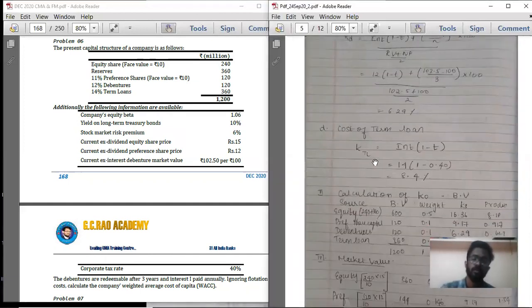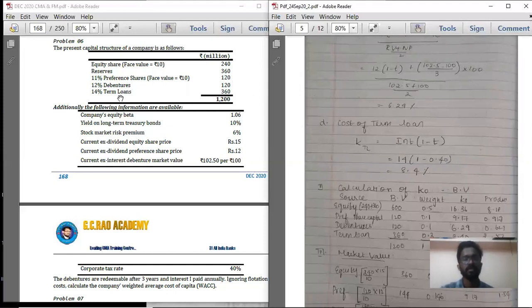Next is below that small d, cost of term loan. Here term loan is also considered as capital structure. So cost of term loan, very simple. Term loan, what is the value into 14%? That is 14% into 1 minus tax rate is the cost. So cost of term loan, KTL is equal to interest into 1 minus tax rate. So for every 1 rupee, you are going to get 14% term loan. So 14 is the interest into 1 minus 0.4, 14 into 0.6 is equal to 8.4%. Cost of term loan is 8.4%.